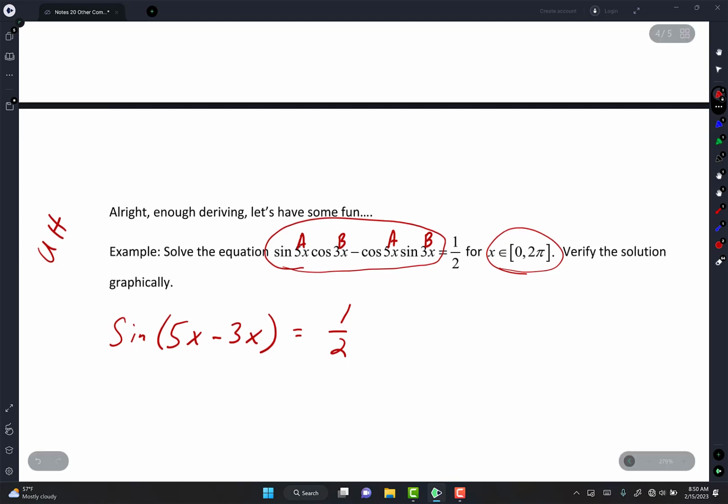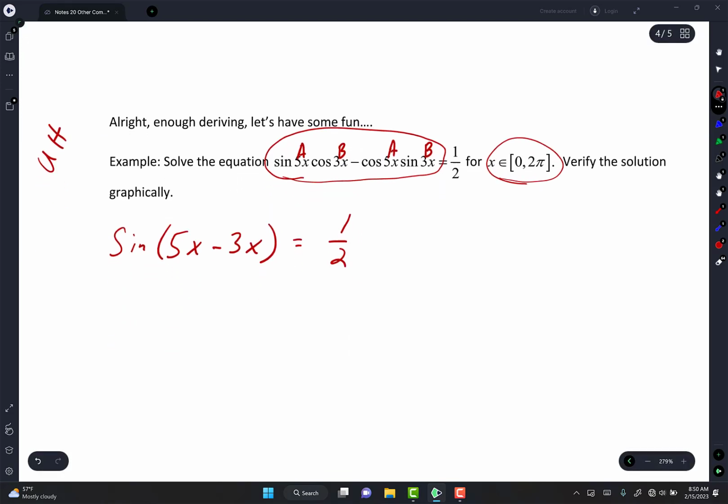Okay, perfect. Now look, everything else is just stuff that you've learned throughout the semester. What is 5x minus 3x? So I'm going to write sine of 2x equals a half. I know you know how to do this question, guys. The rest is just the first semester stuff.